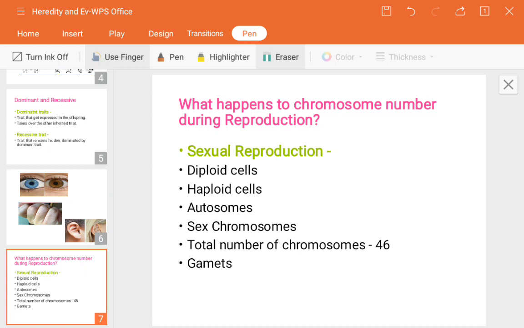So now, out of the 46 chromosomes, what will they do? They contribute 22 autosomes and one sex chromosome. And out of 46, 22 will be contributed by the mother as autosomes and 1 will be a sex chromosome. So it means a total of 23 and 23. Getting it? Then this set of chromosomes will become a zygote.